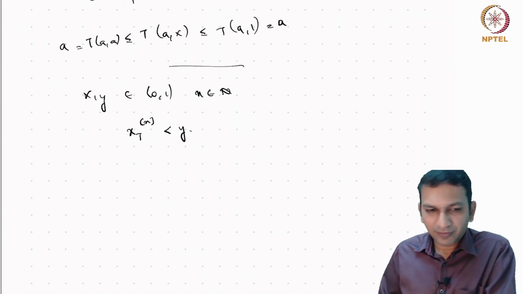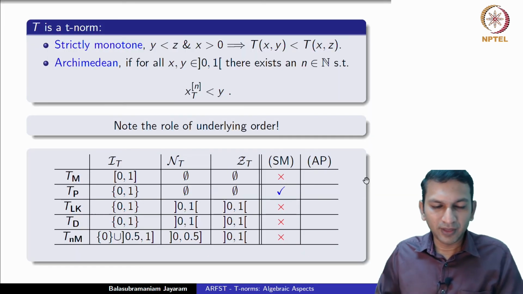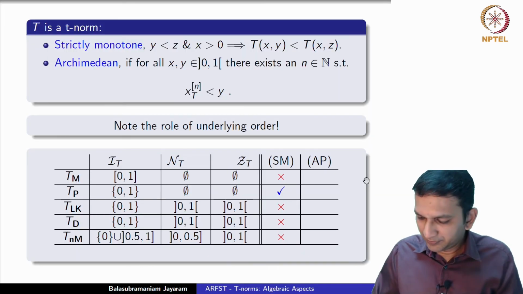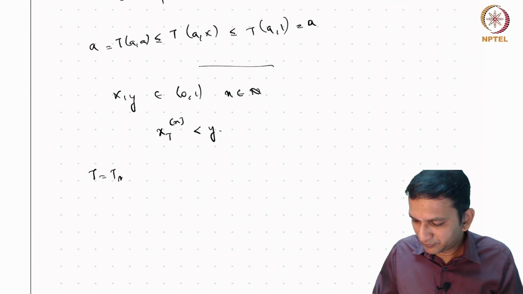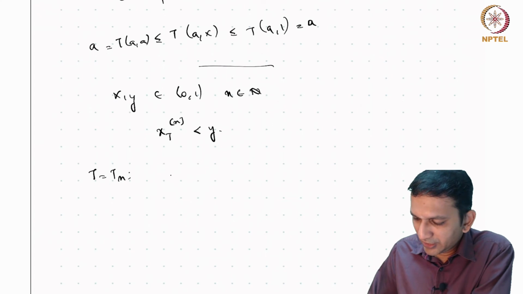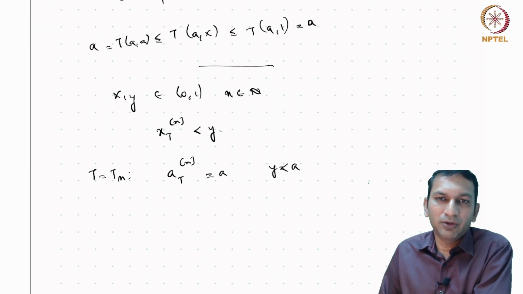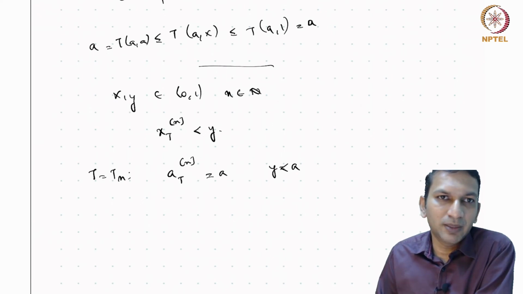Now, let's look at the different T-norms that we have. In the case of minimum, we see that this is not going to be possible because for any a you take, a T of n will actually be a. So if you take your y to be smaller than a, then this is not going to happen. So the minimum T-norm does not satisfy or enjoy the Archimedean property.